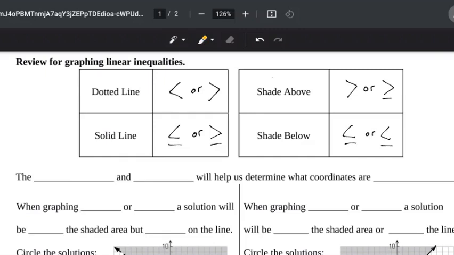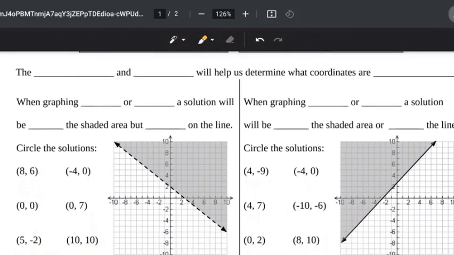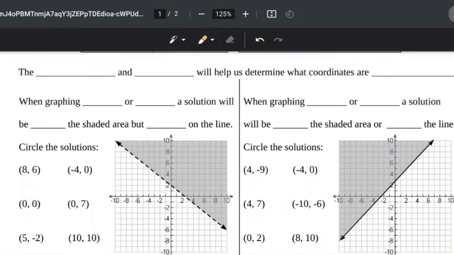Okay, so let's take a look at our first piece of information here. We're going to talk about solutions, okay, and what will make a coordinate a solution to a specific inequality. So the shading and line will help us determine what coordinates are solutions. Something that satisfies the equation. That's true when we plug it into the equation.